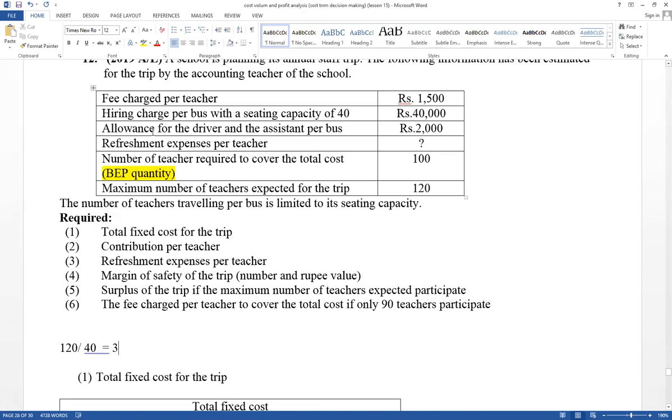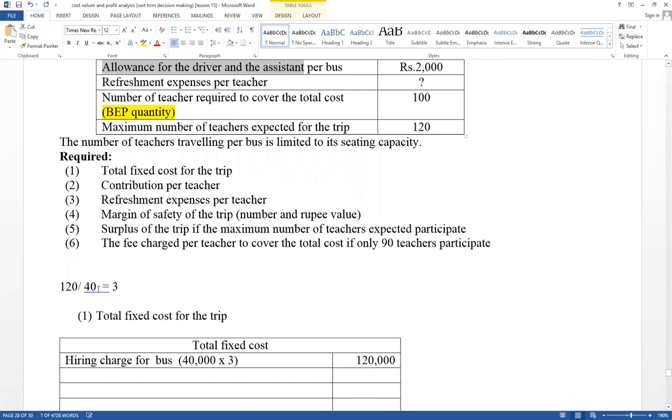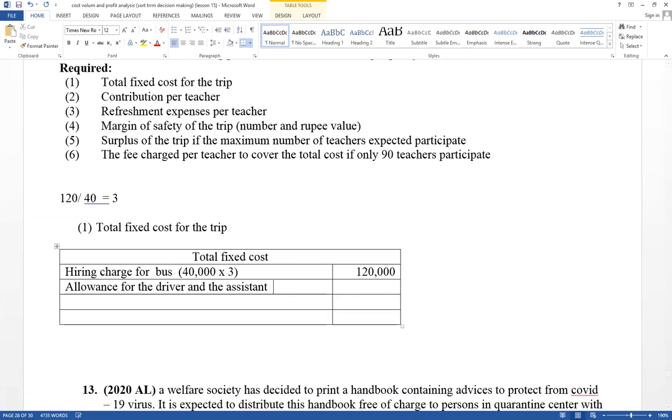The next one, allowances for drivers and assistants. It has given per bus. There are 3 buses required. Per bus 2,000. Therefore, allowances for drivers and assistants per bus 2,000, and 3 buses are required, so 2,000 into 3. Therefore, this is the fixed cost. Hiring charges for buses, allowances for drivers and assistants, those are not varying with the number of teachers.